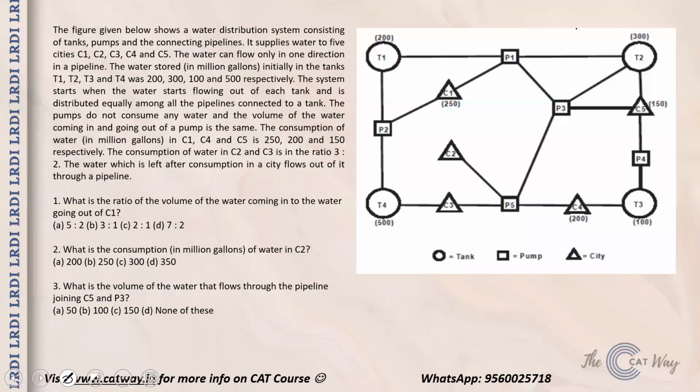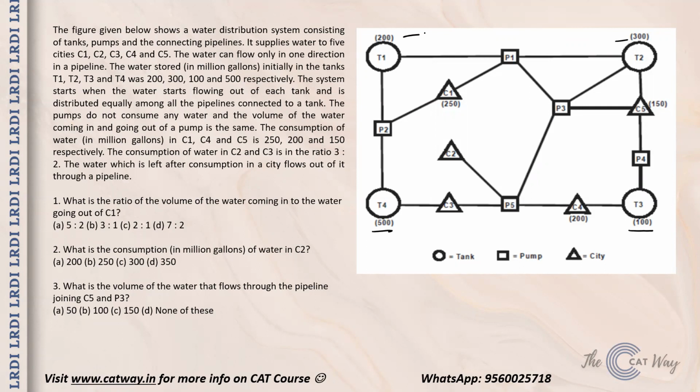So what do we have today is that the figure given below shows a water distribution system consisting of tank, pump and connecting pipelines. It supplies water to 5 cities named C1, C2, C3, C4 and C5. Now the water can flow only in one direction in a pipeline. The water stored initially in the tanks T1, T2, T3, T4 was 200, 300, 100 and 500. So that has already been mentioned over here.